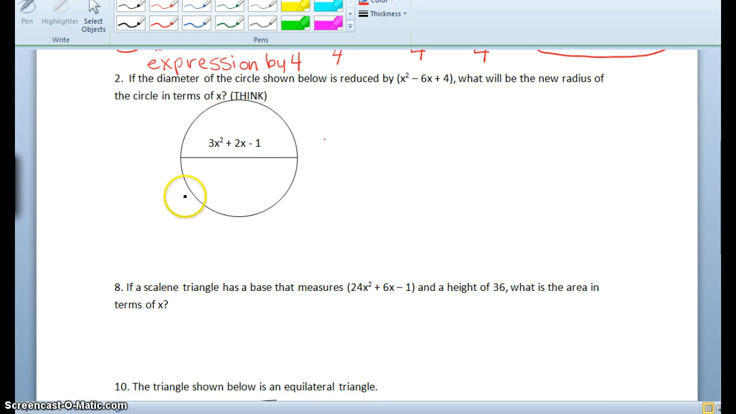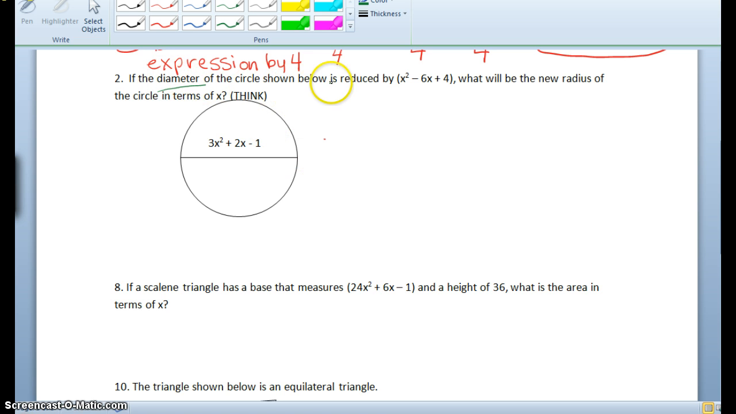Alright? The next problem is a problem involving a circle. It says the diameter, remember the diameter is any line segment that extends from one side of the circle to the other side of the circle that cuts right through the center. And I'm telling you this is a diameter, so this does cut right through the center.